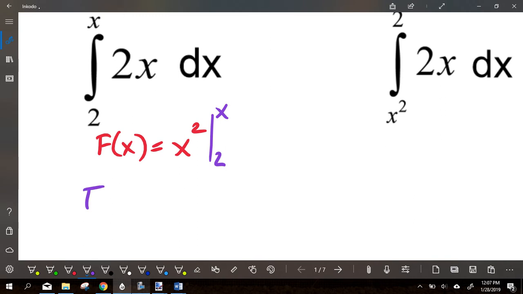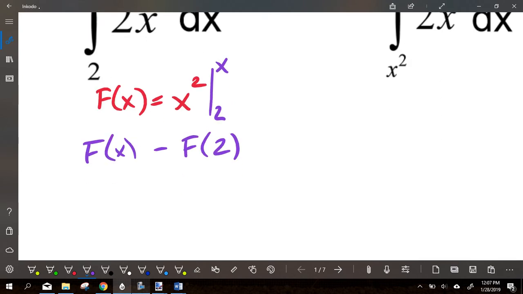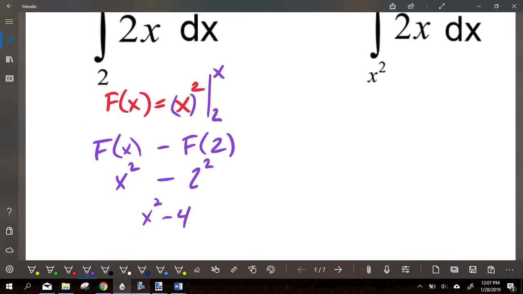That would be capital F of x minus capital F of the lower bound. So we plug in x. We take x and plug it in for the x in the x squared, so that's just x squared. We're taking that x and putting it in place of that x, so it's still an x. Minus F of 2. So we plug in 2: x squared minus 4. That is the definite integral starting at 2 and going to x.